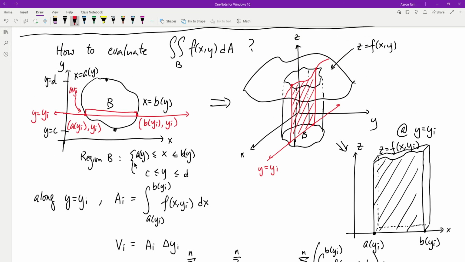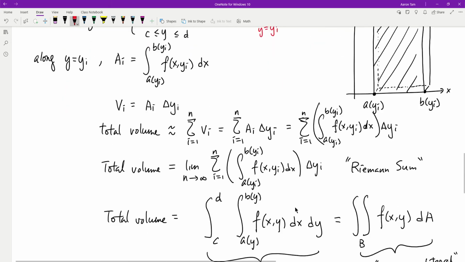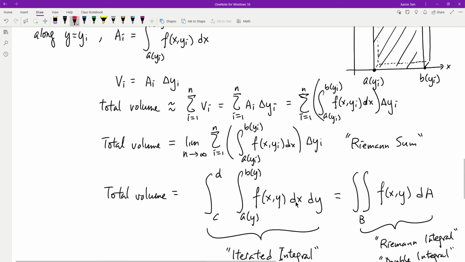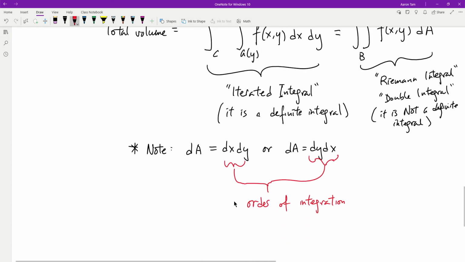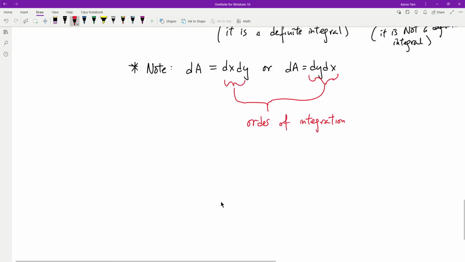And yes, if you're thinking, does that mean that if I define B using the other way, that would change the order of this integration? The answer is yes, it does. We will talk more about how the order of integration affects the way the integral works. Okay, but the last thing I want to mention is the following. When you have dx dy or dy dx, what does that mean?